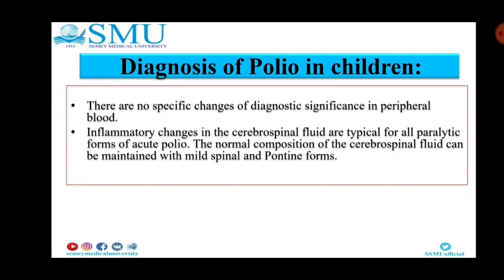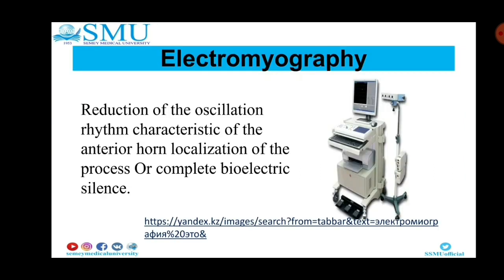Diagnosis of polio in children. There are no specific changes of diagnostic significance in peripheral blood. Inflammatory changes in the cerebrospinal fluid are typical for all paralytic forms of acute polio. The normal composition of cerebrospinal fluid can be maintained with mild spinal and pontine forms. Electromyography: reduction of the oscillation rhythm characteristic of the anterior horn localization of the process, or complete bioelectric silence.